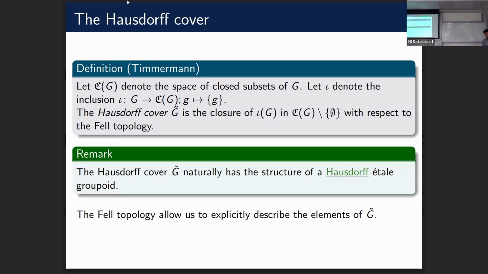Yes, and this Fell topology allows us to explicitly describe elements of the Hausdorff cover. So I gave 2 examples earlier. I've also drawn what that Hausdorff cover looks like. So in the first case, where we had the interval with 2 points of 1, the Hausdorff cover is again an interval, but now I've closed it up here, and the 2 points have been separated and sent far away. So now they're 2 discrete, isolated points. So now I have a Hausdorff object. It's again the étale groupoid.